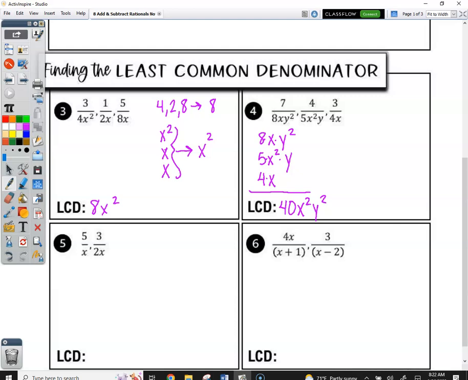All right, you should be able to do 5 in your head. Probably without very much writing. What's the LCD of 5? 2x. Because if you think about it, if I had a fraction with 2x on top, will this x divide into that? Yes. And of course, if I had a fraction with 2x on top, 2x would divide into that. So the LCD here is 2x.